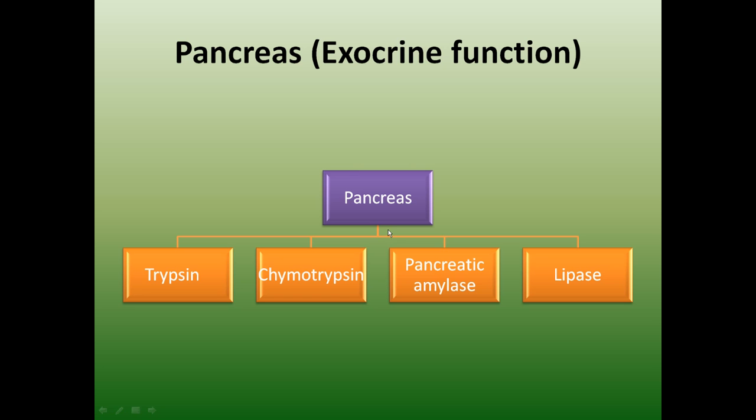Now comes the pancreas. The pancreas secretes four important enzymes. These are trypsin, chymotrypsin, pancreatic amylase. This is different from the salivary amylase we have done earlier. So you have to write pancreatic amylase. If you write only amylase, it doesn't make any sense. So you have to write the whole word, that is pancreatic amylase. And the last enzyme is lipase. As you know, it is a duct gland, so it is exocrine in nature.